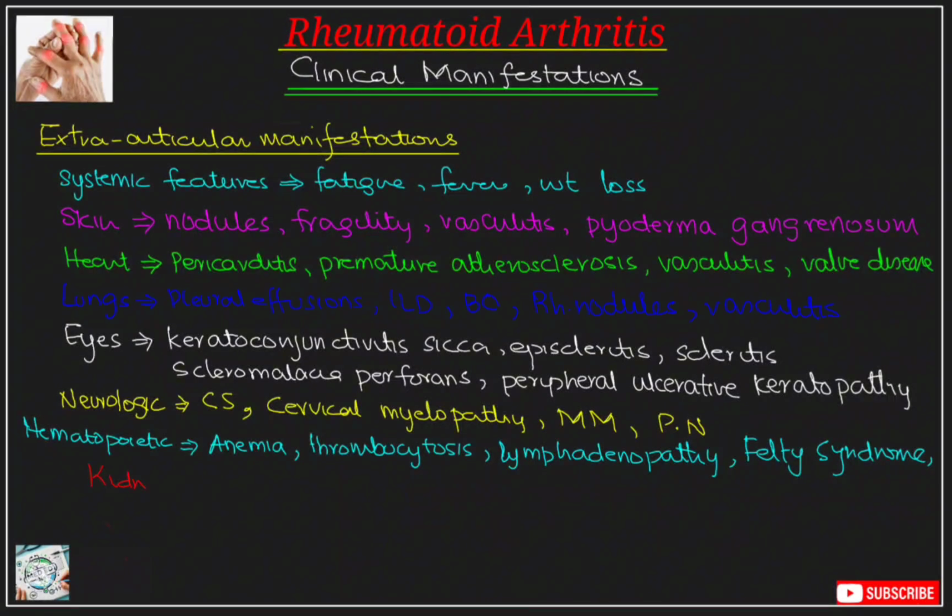In the kidneys, the rheumatoid arthritis can lead to amyloidosis and vasculitis. And finally, the rheumatoid arthritis increases the risk of osteoporosis and osteopenia. Chronic inflammation itself disrupts the bone metabolism, making the bones weaker. Long-term steroid use can also accelerate the bone loss.